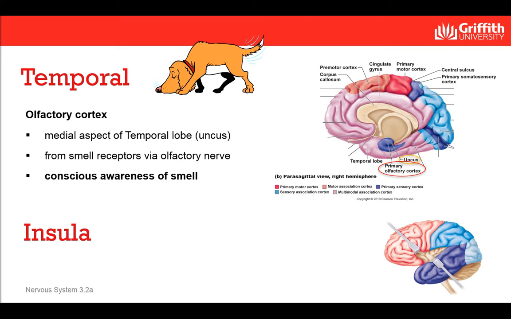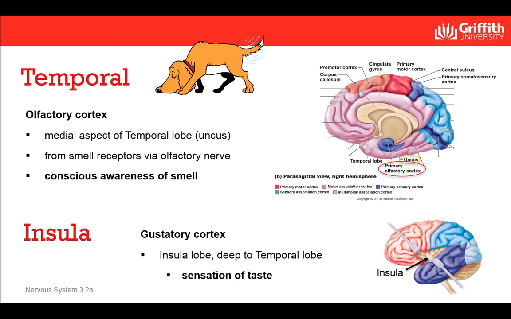Deep to the temporal lobe is the fifth lobe of the cerebral hemispheres, called the insula. This is where the gustatory cortex is located. This region of the brain is located deep to the lateral sulcus and is involved in perceiving taste stimuli. These two regions, the olfactory and gustatory cortices, are so closely related that we can often taste a horrible smell.